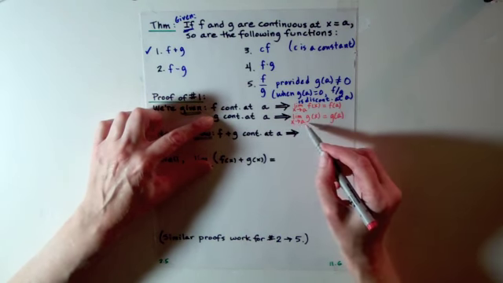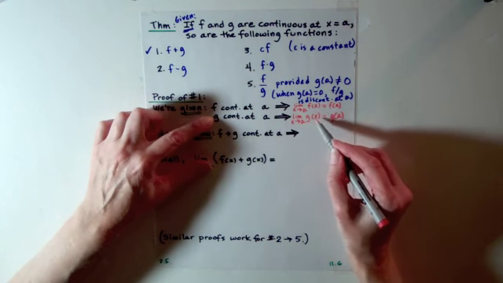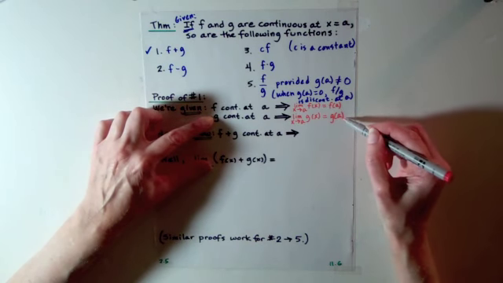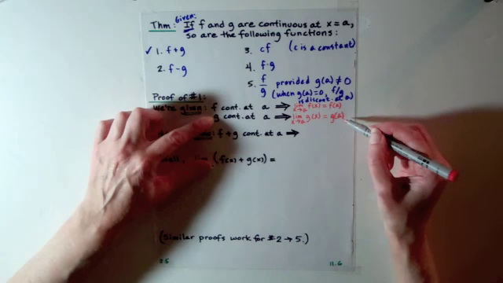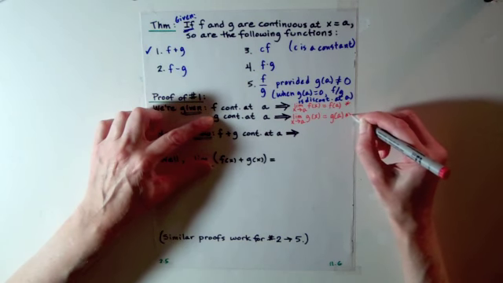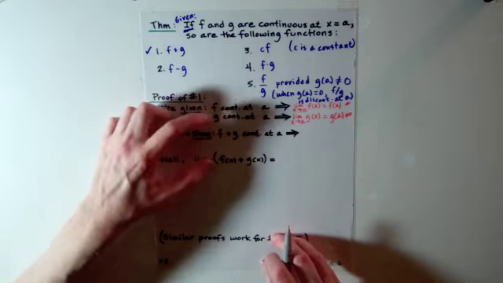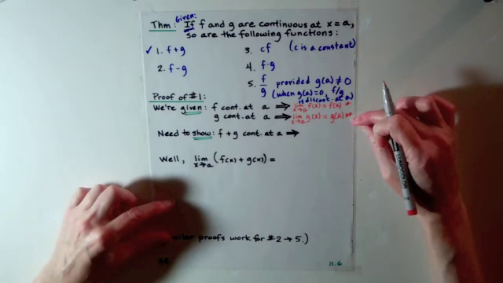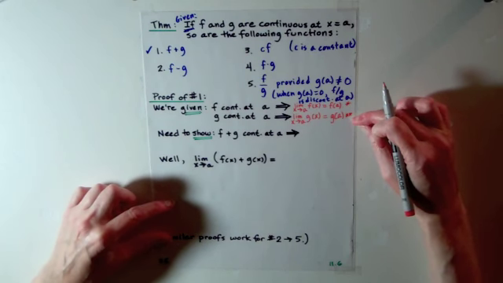As x gets close to A, the output values g of x are getting closer and closer to the same number that I get when I plug A into g of x. I'm going to put a little star by this first condition, and a little double star by this second condition. So star and double star are two statements that we are given.